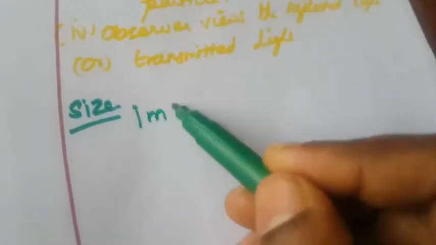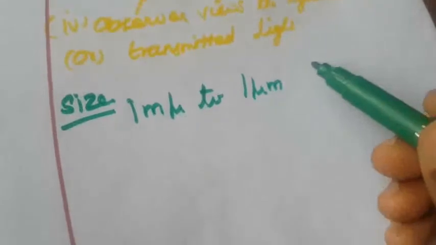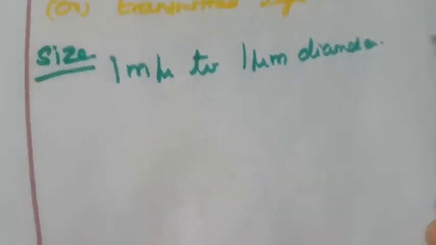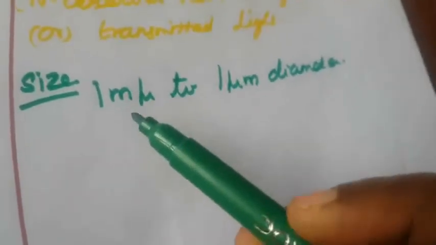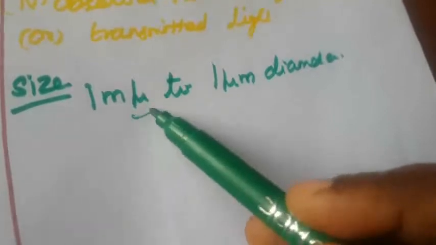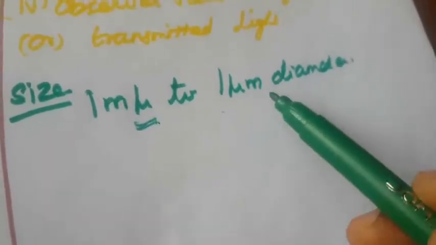Next, what is the size of the colloidal particle? The size of the colloidal particle ranges from 1 millimicron to 1 micrometer in diameter. This is the size of the colloid, from 1 millimicron to 1 micrometer in diameter.